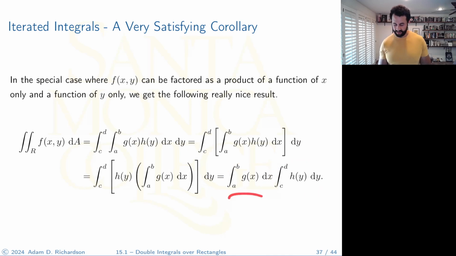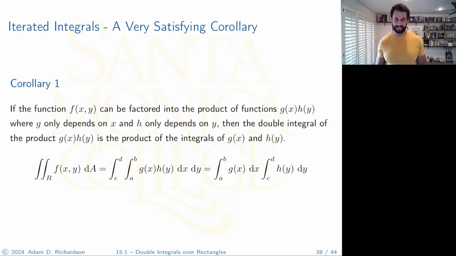We get a product of integrals, one with respect to x, one with respect to y. So what is the satisfying corollary? It says this. If your function f can be factored into the product of functions g of x times h of y, and g only depends on x, and h only depends on y, only being the key word here, then the double integral can be broken into a product of integrals.